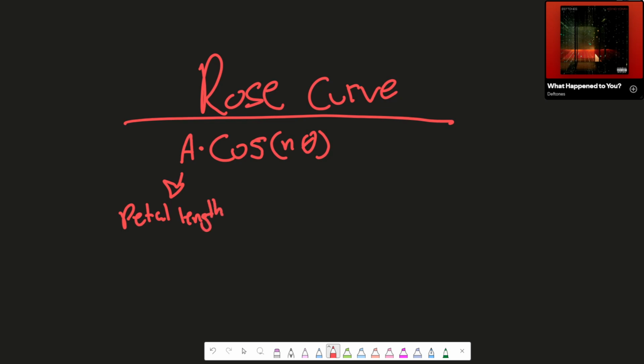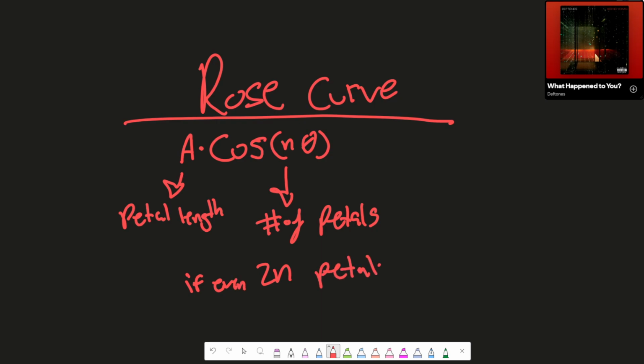and the cosine, or really the sine as well, lets you know whether or not petals are on or off the quadrant axes. The n here helps with the number of petals. If n is even, then there are 2n petals. And if odd, there are n petals.